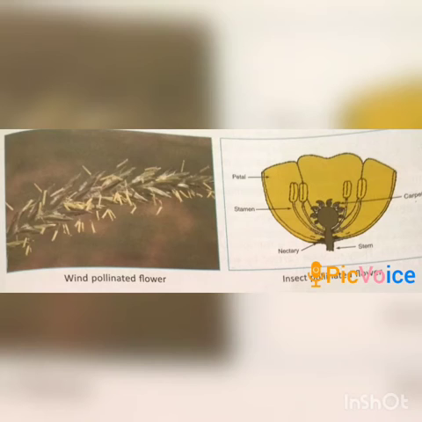Now, wind-pollinated flowers have their anthers situated at a higher level than the petals. This lets the pollen grains get blown away by wind. Insect-pollinated flowers are brightly colored and have nectar glands. These release a sweet liquid, nectar, that attracts insects.